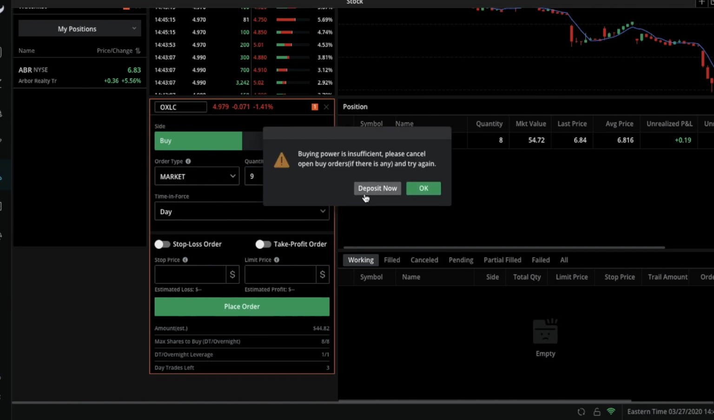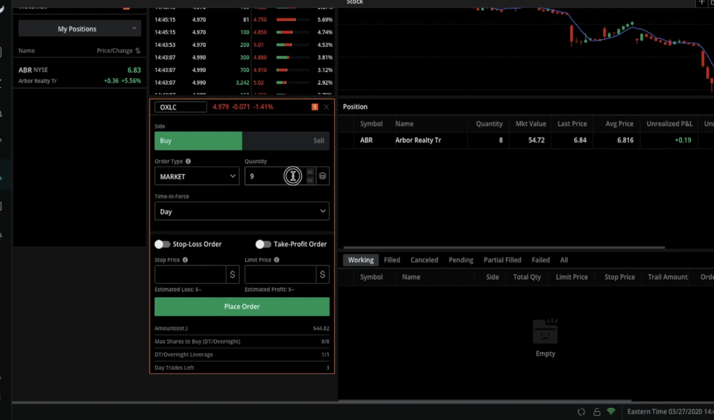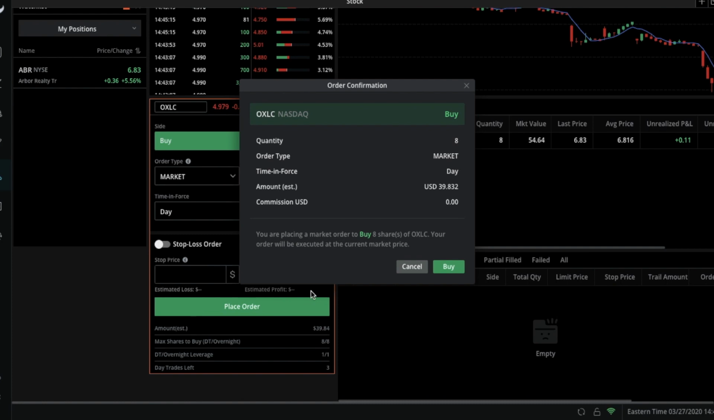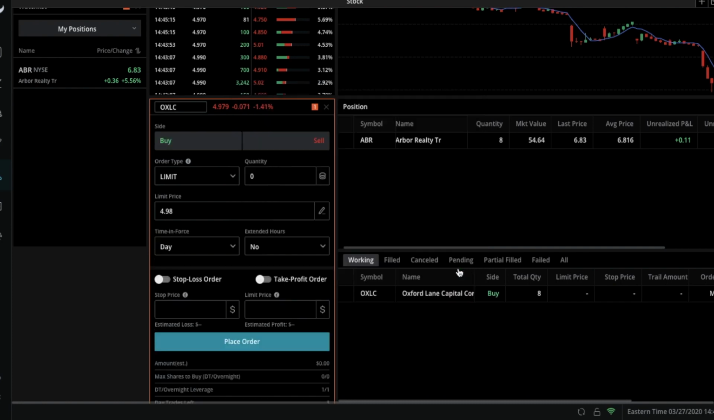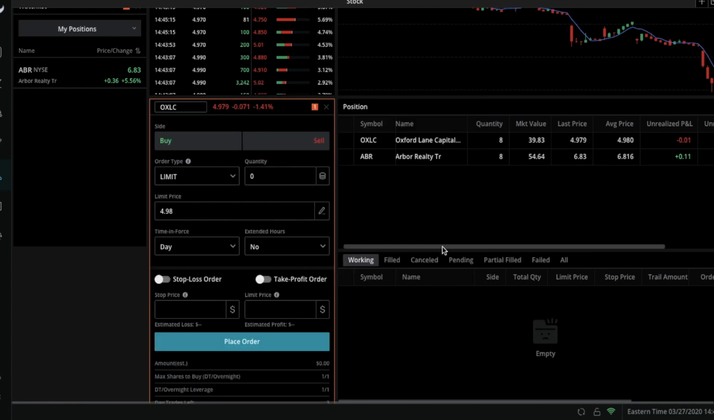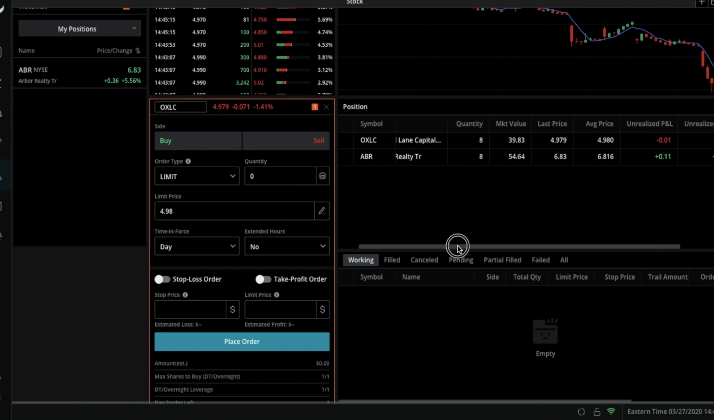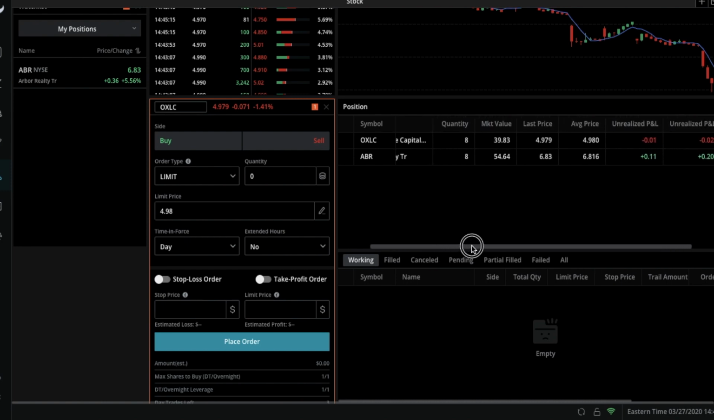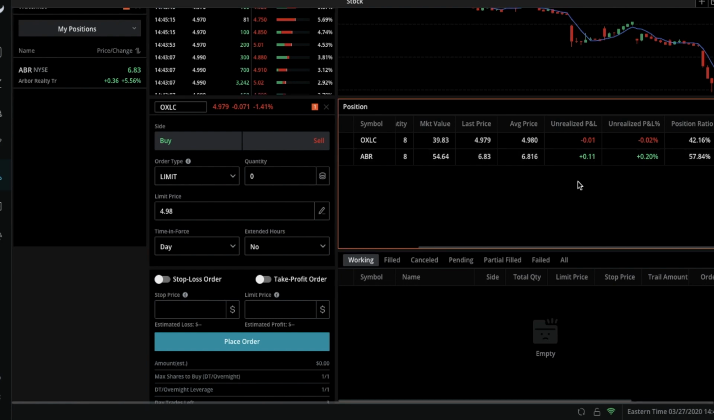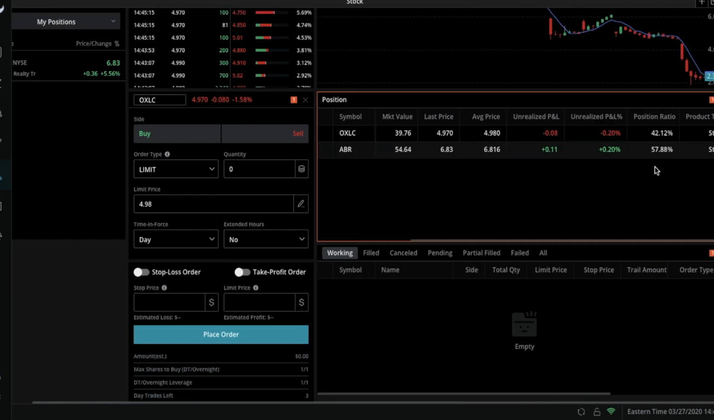Oh, buying power is insufficient. Okay, we're going to have to bring that down to 8 shares. And boom, the order was fulfilled. And now we own some shares of that stock as well. And guys, now ABR is up to an 11 cent gain, but we are down a penny with OXLC. So that's the position there. It even tells you the position ratio of my portfolio. So most of that $100 is in ABR, but we do have a good amount in OXLC as well.